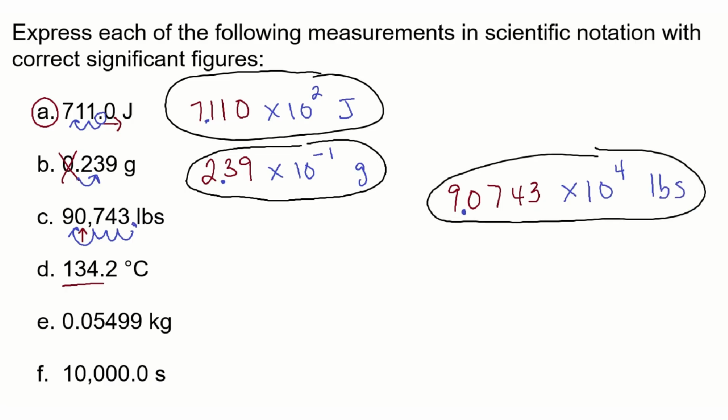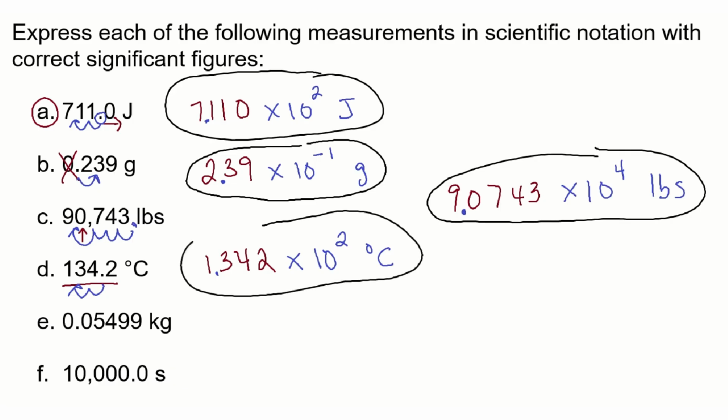Part D. All of these digits are non-zero digits, so they're all significant. We need to move the decimal 2 places to the left, and therefore we need to multiply this coefficient by 10 to the second power. Add the unit, and there's our answer to part D.